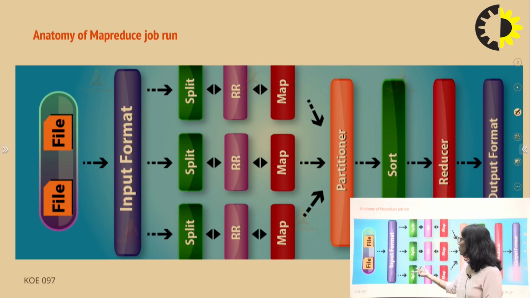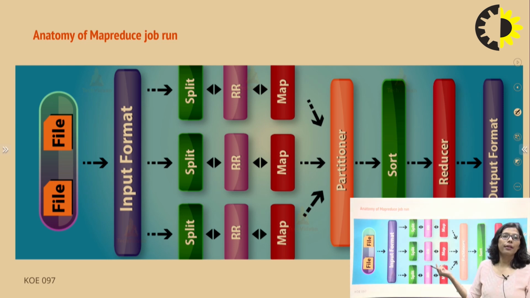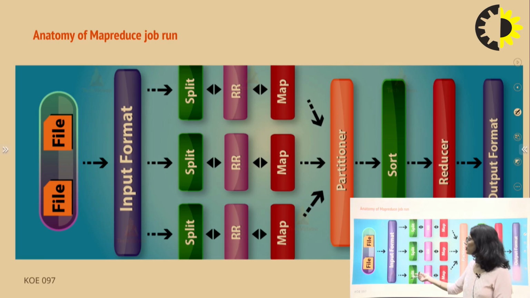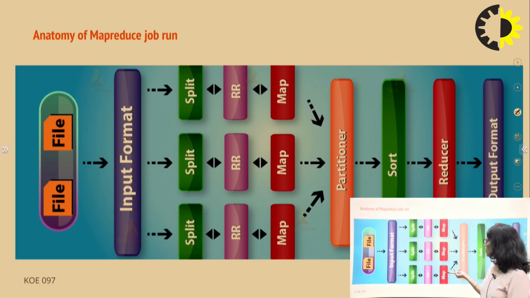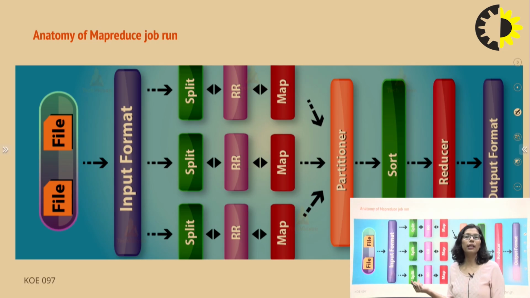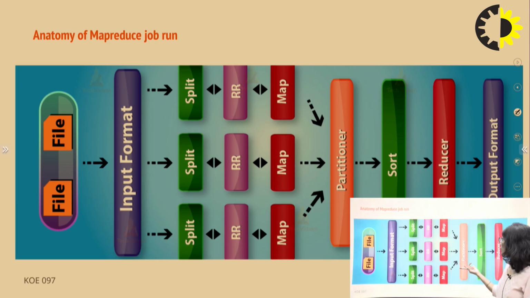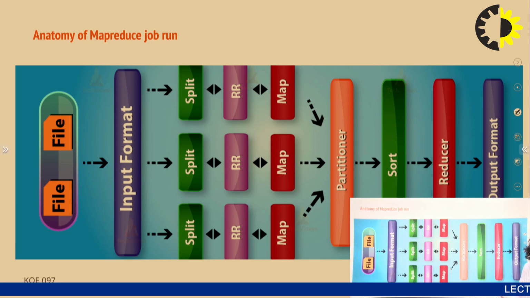Now, after dividing the file into different input splits, we are performing the record reader operation on all of these splits individually. Then the output of the record reader will give you an intermediate key value pair, which will be further processed by your map task. This map task also generates intermediary key value pairs, which are then partitioned, sorted, reduced and given in the output format. So we will be discussing this MapReduce job run using an example.